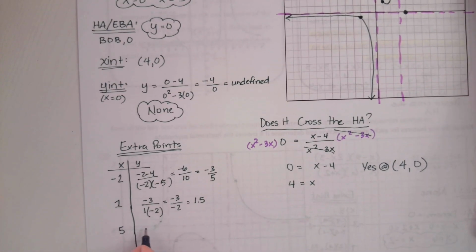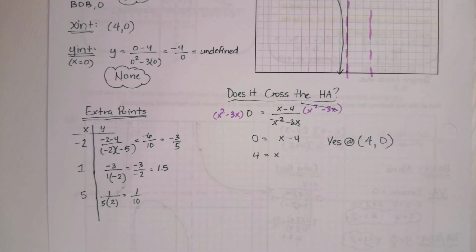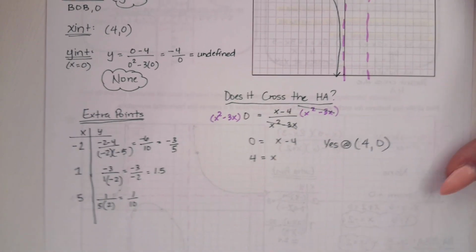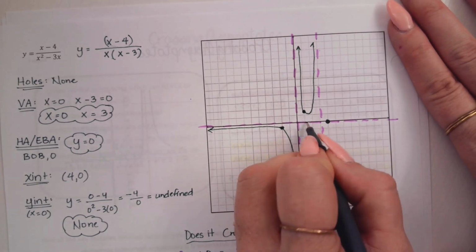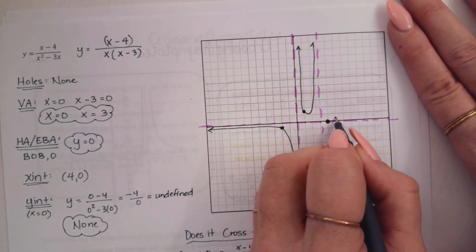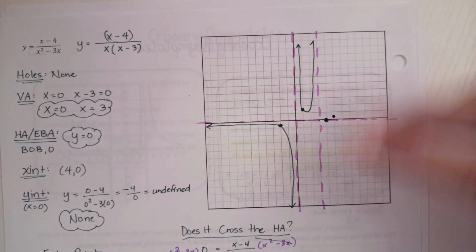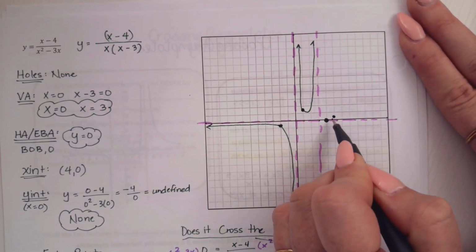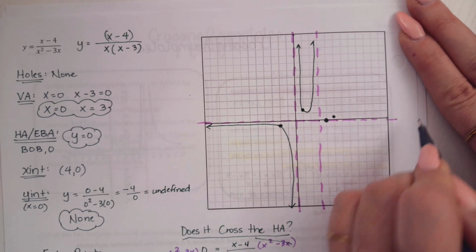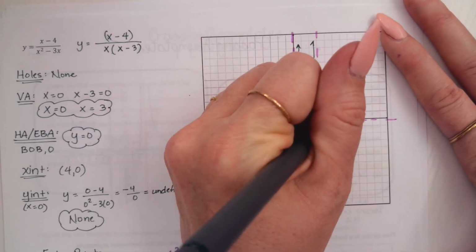All right, on the top we'll have 5 minus 4, which is 1. On the bottom we'll have 5 times 5 minus 3, which is 10. So we're at 1/10. That does tell me at least it stays above. So if I'm at 5, 1/10, where does that tell me it came from? The bottom. It comes from the bottom, it crosses, and then it's just going to hover across that end behavior asymptote. Don't put your notes away yet.